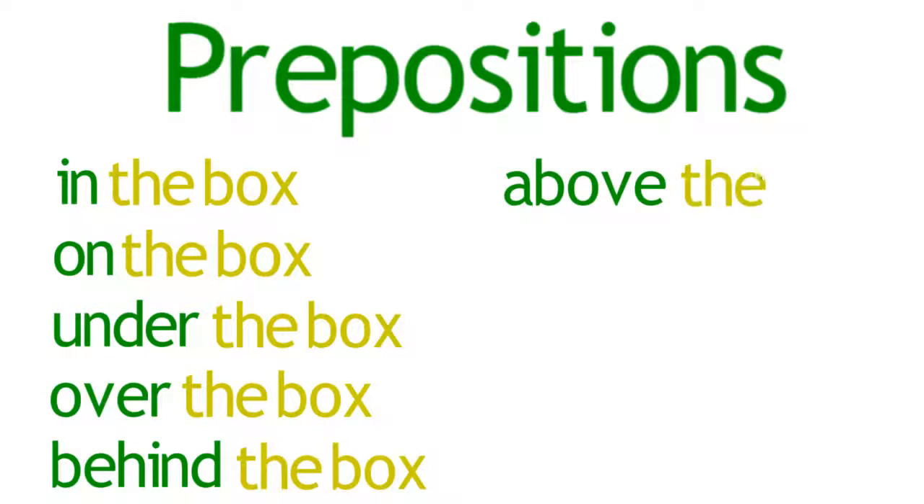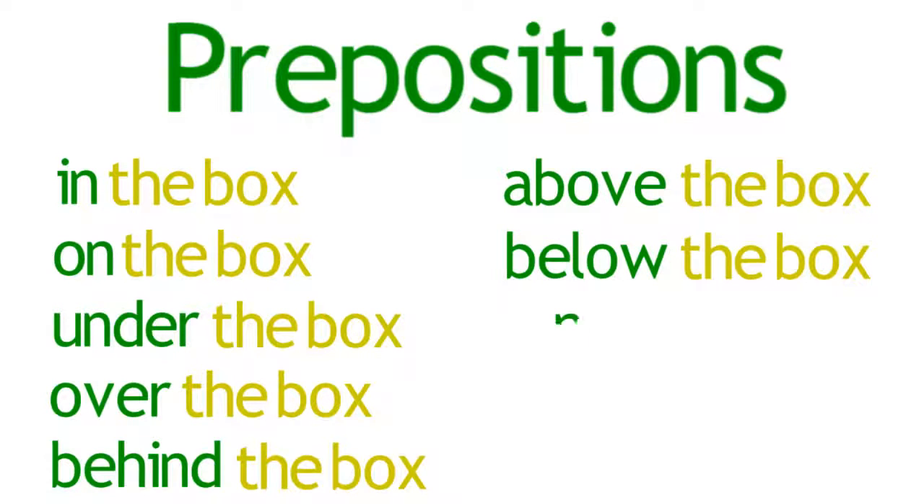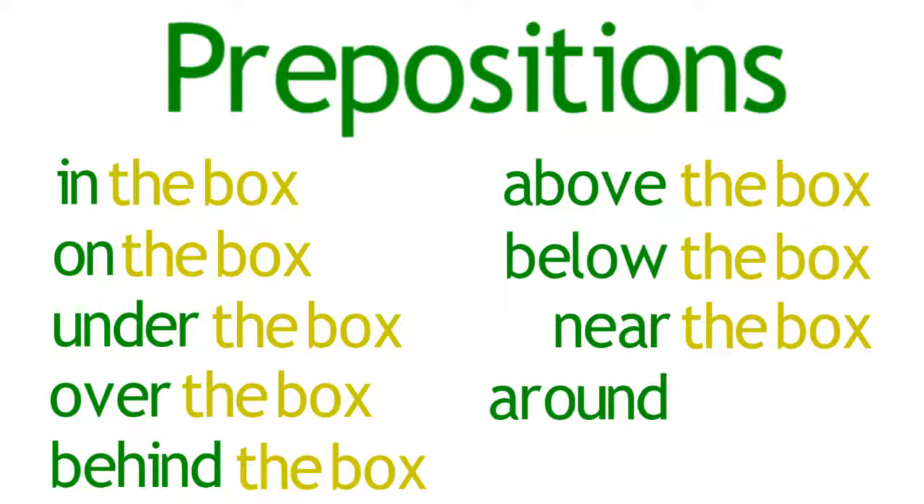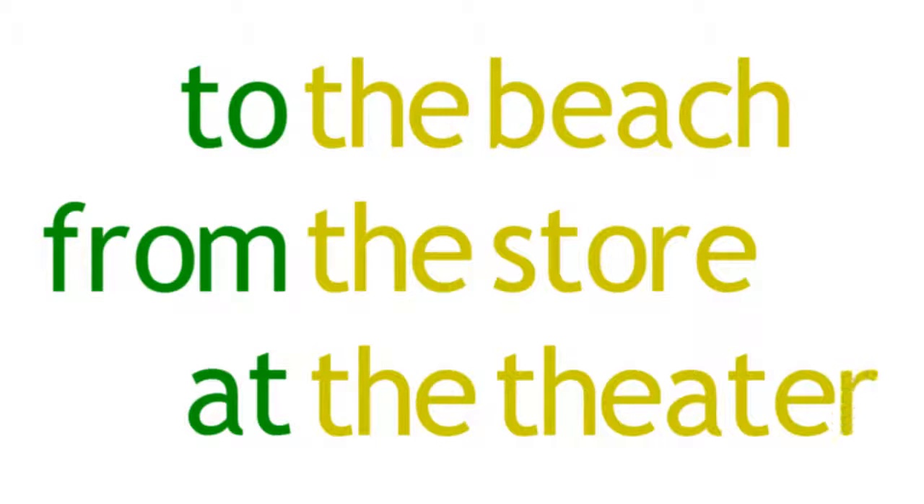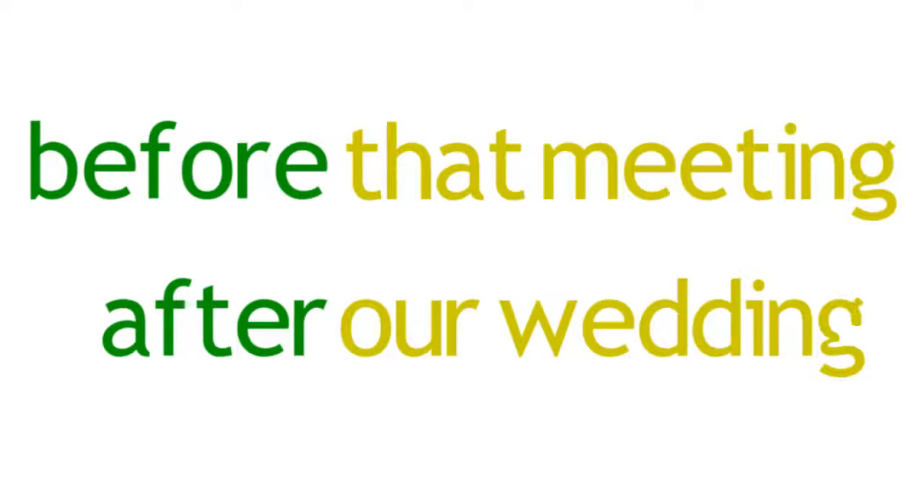One simple way to generate a list of common prepositions is to imagine a box and then think of all the places that exist relative to that box. 3 of the most common prepositions are to, from, and at, which also help to describe the location of people or objects in space. 2 other common prepositions are before and after, which are used to place events in time relative to other events.